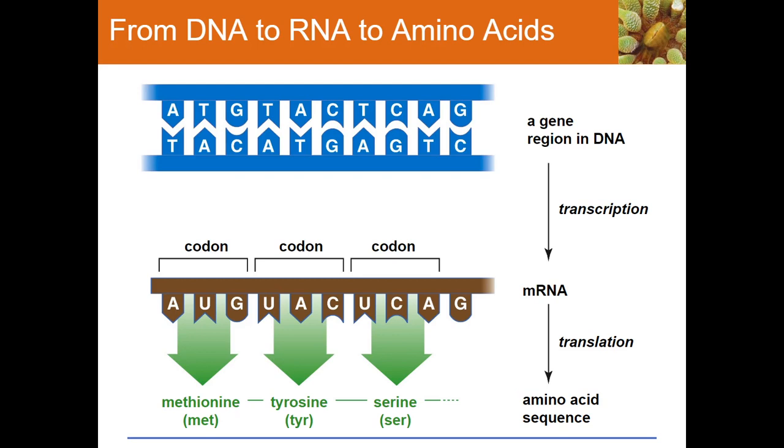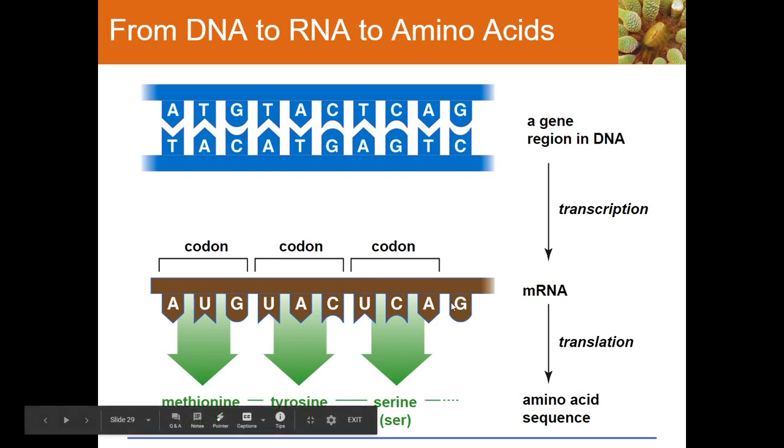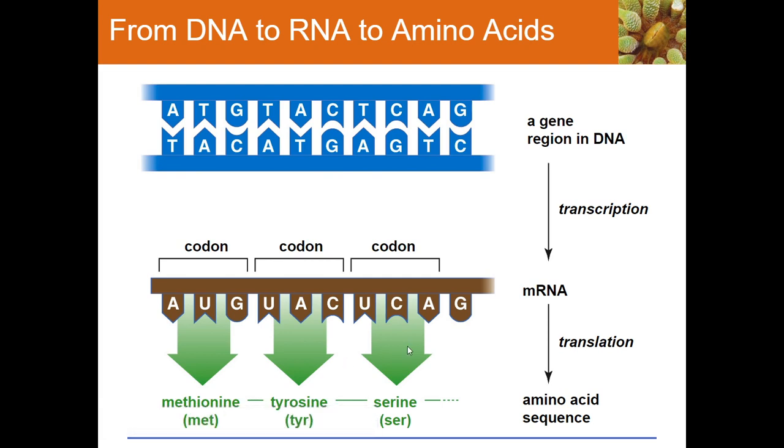From DNA to RNA to amino acids. So again, we go from transcribing DNA to messenger RNA. The messenger RNA, we're then going to translate into our polypeptide chain. So again, reading the codons one by one and attaching those amino acids to make our polypeptide chain.